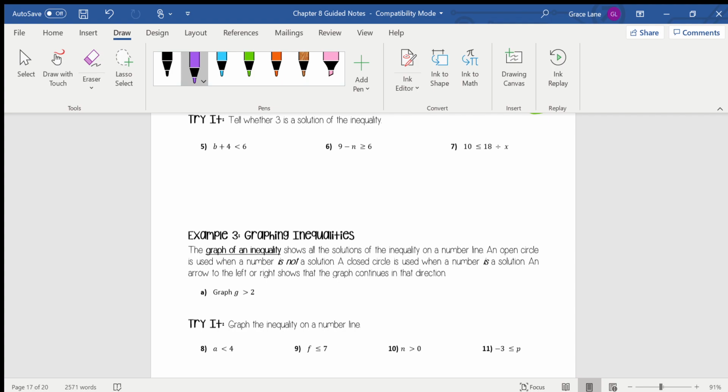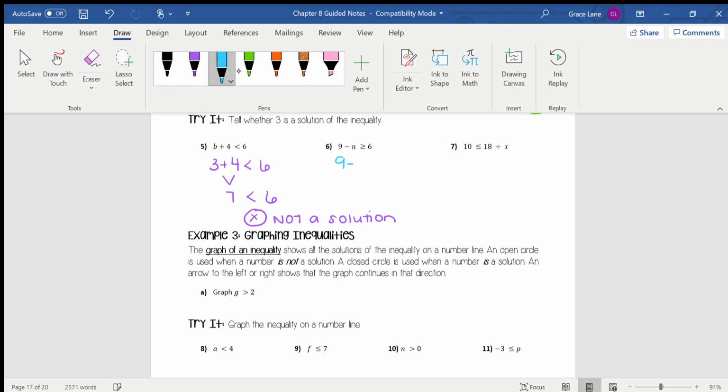Okay, so does 3 work for all of these inequalities? If b is equal to 3, 3 plus 4 is less than 6. Sorry, I don't know why I said 7. That is equal to 7. Is that less than 6? No, it is not a solution. Then try the next one.